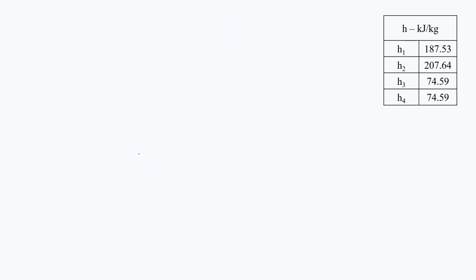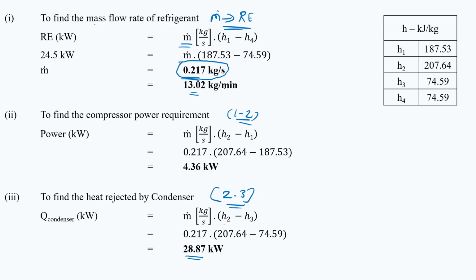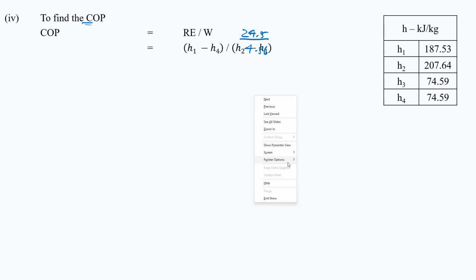Then we'll be coming to the part to find the COP of the VCRS system. We know that the COP is equal to refrigerating effect by work done. Already the refrigerating effect is given by 24.5, and work done or power required is given by 4.36. So either we can use that formula or we can use that formula.